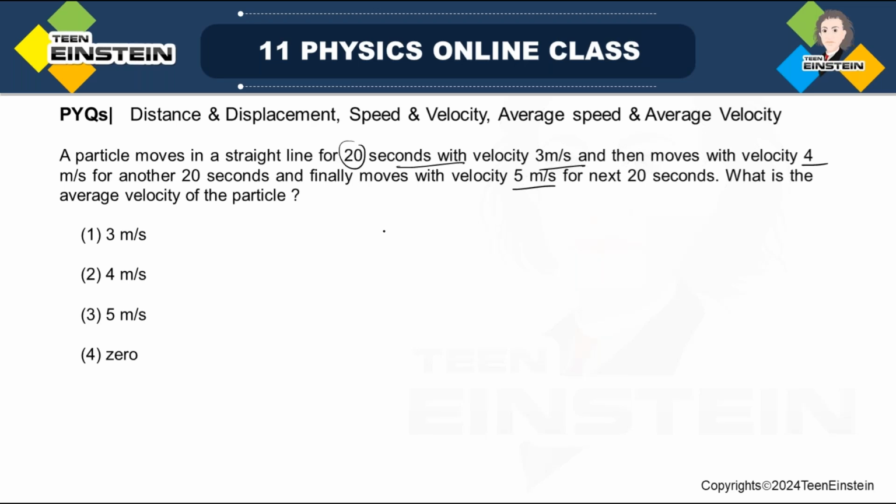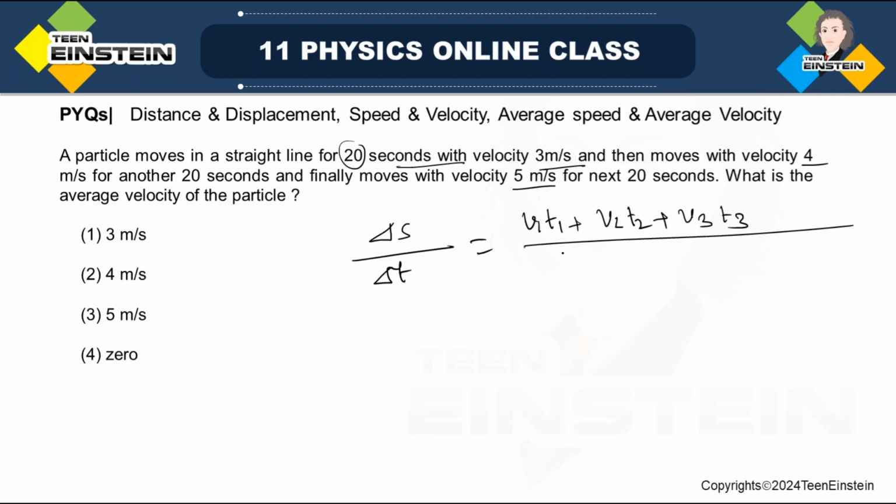So, 20 seconds, so I have to find out delta S by delta T. The total displacement happening in a straight line, he is moving, that's why distance and displacement will be the same. So you can write here V1 T1 plus V2 T2 and V3 T3, divided by T1 plus T2 plus T3, like this. Okay, this is the way to do it here.